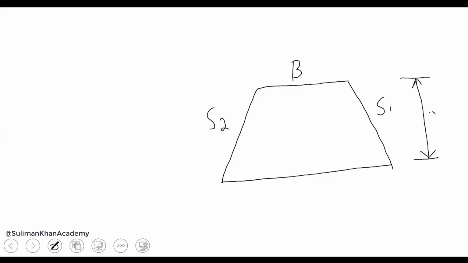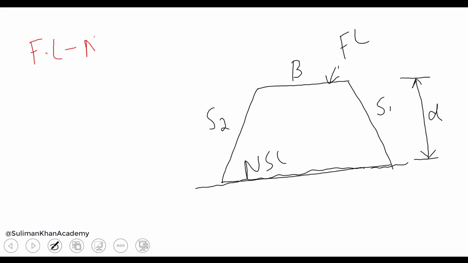Now, if the depth is not known, let's say this is the formation level, and here, as you can see, this is NSL. So one of these two must be known, okay, NSL. Then if these two are known, we can just subtract the NSL from the formation level, like you can say formation level minus NSL, and this is actually the depth, okay? So this is how you can calculate the depth. It is just the difference of levels.